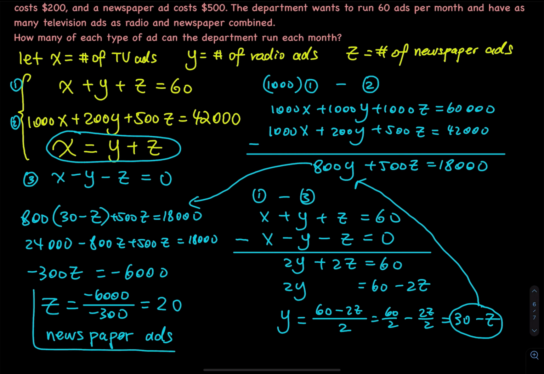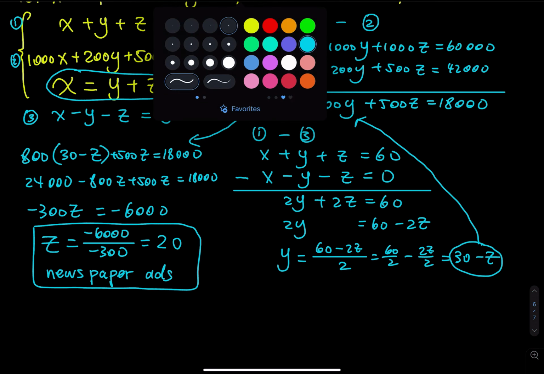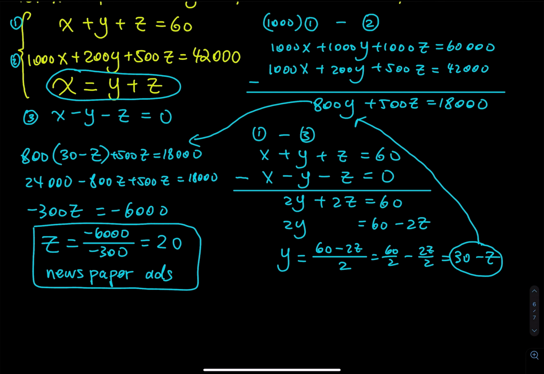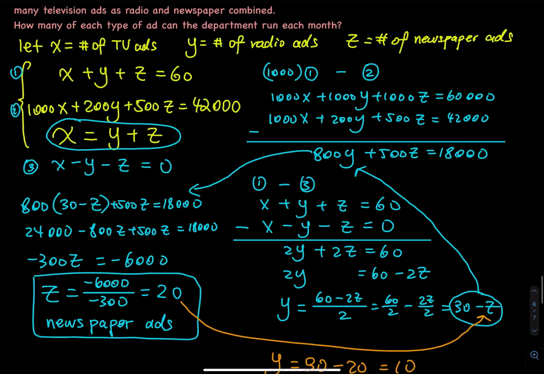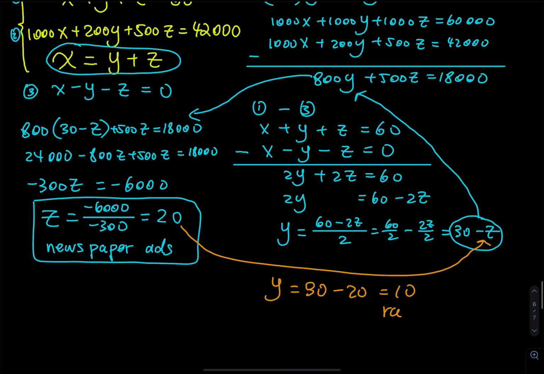Okay, newspaper is 20. Ooh, this should be much easier. So now I got my 20. Let's switch color. I can plug it into the y. So y equals 30 minus 20 equals 10. What does y represent? Let's go up. Y is the radio. Okay, so we have 10 radio ads. I would like to box my final answer. And then what's the last one?